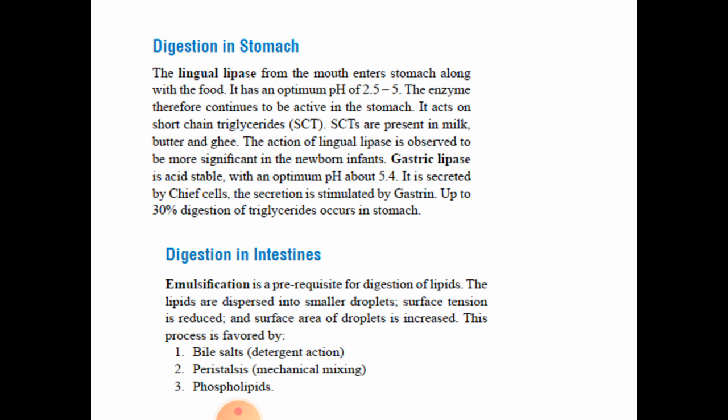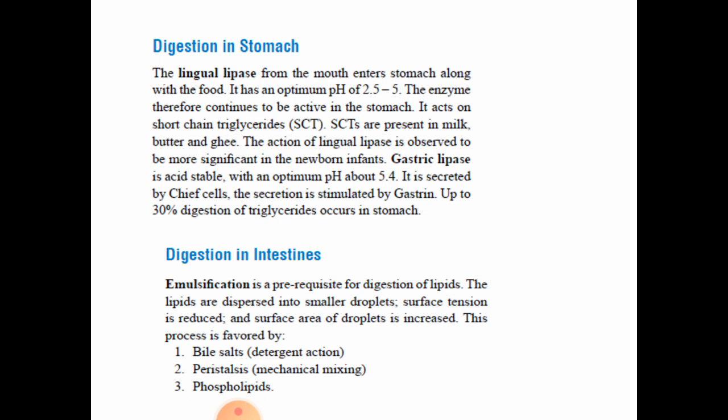The lingual lipase from the mouth enters the stomach along with the food, and it has an optimum pH of around 2.5 to 5. Since the stomach contains hydrochloric acid, HCl, and the enzyme has an optimum pH around 2.5 to 5, it continues its activity in the stomach as well. It acts upon the short chain triglycerides, mostly seen in milk and milk products, and is significant in newborns and infants, who depend mostly upon milk.